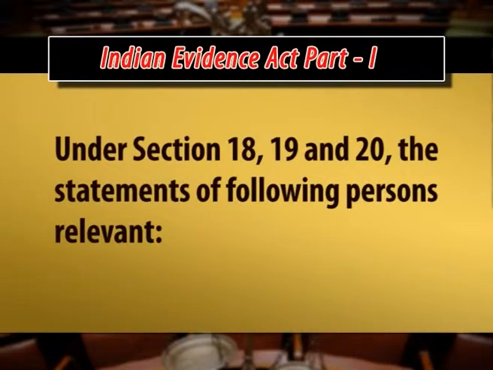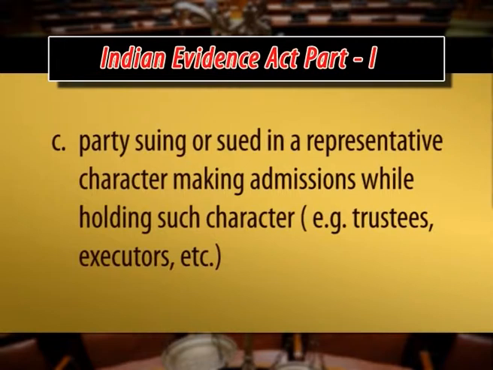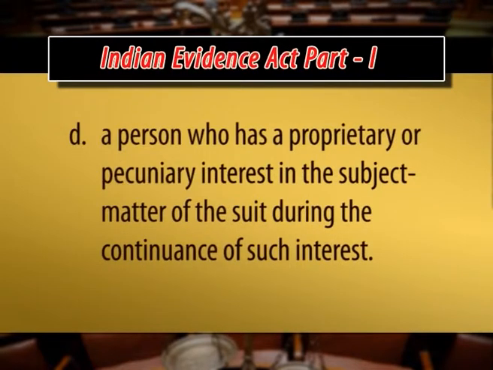Under Sections 18, 19 and 20, the statements of the following persons are relevant. A. Parties to the suit or proceeding. B. An agent authorized by such party. C. A party suing or sued in a representative character, making admissions while holding such character. Example, trustees, executors, etc. D. A person who has a proprietary or pecuniary interest in the subject matter of the suit, during the continuance of such interest.